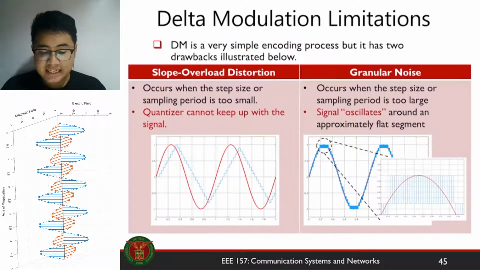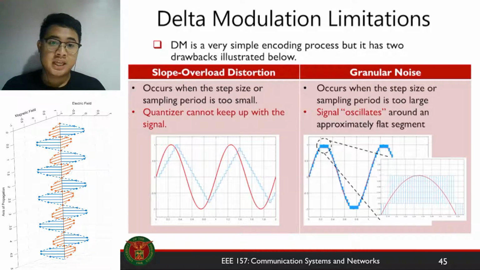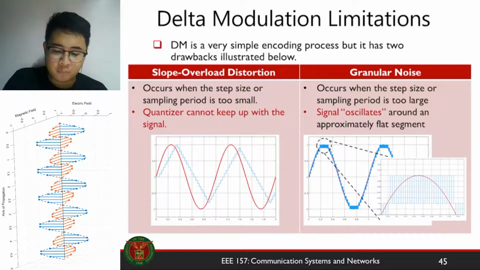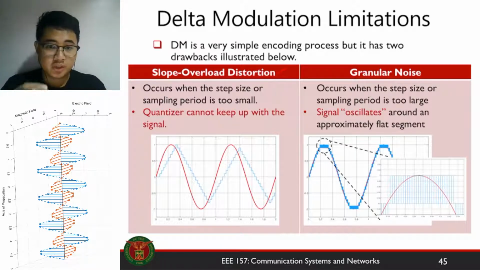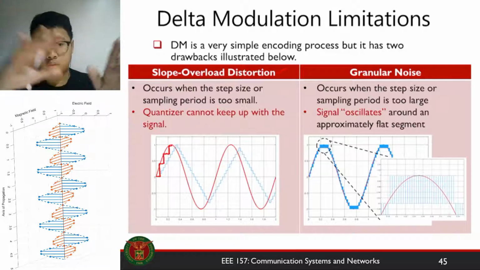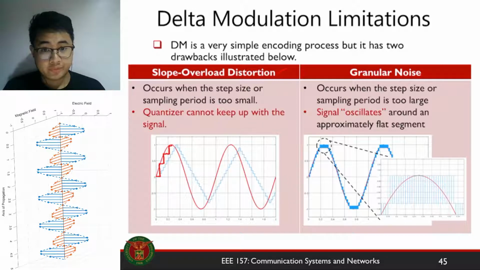Okay? The downside is that it has two limitations. If your sampling rate is very slow, you have what we call the slope overload distortion. The slope overload distortion happens when your delta modulator can't keep up with the signal. So what will you do? You can increase the step size. If you increase the step size, it will move faster and will be able to approximate the signal better. Or you can increase the sampling rate.